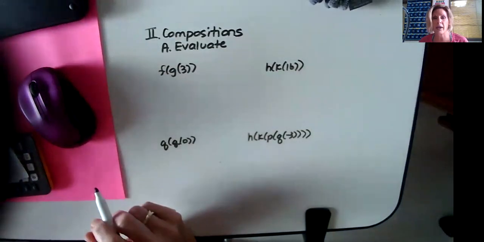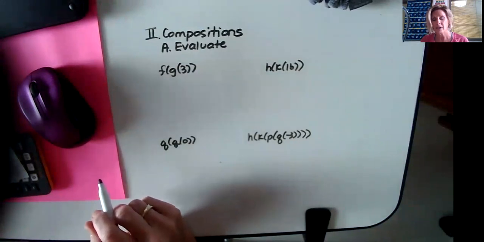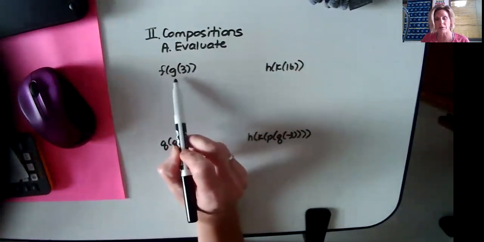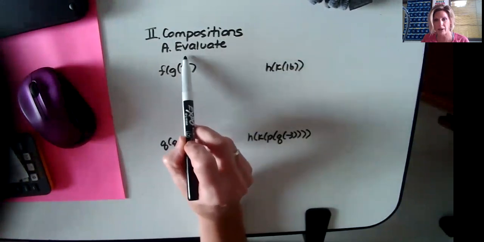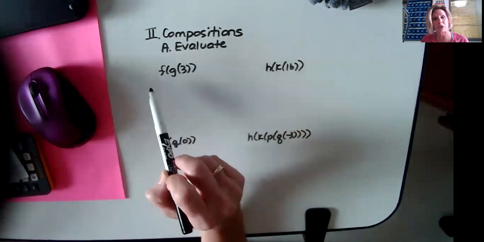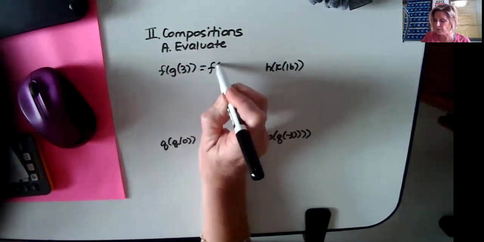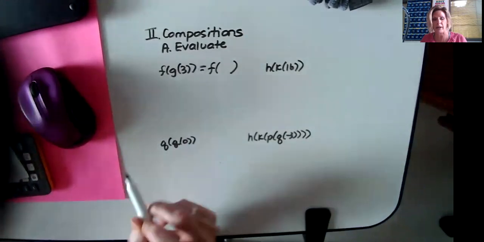Now we're going to look at composing functions or compositions of functions. That's when you nest one function inside another and you work your way inside out. So if I ask you to evaluate f of g of 3, evaluating, writing equations, and graphing are going to be my A, B, and C parts for compositions too. So the first thing I need to do is evaluate g of 3.